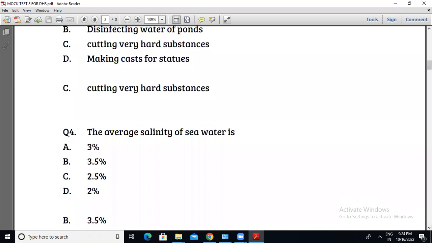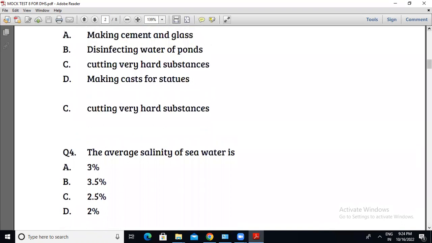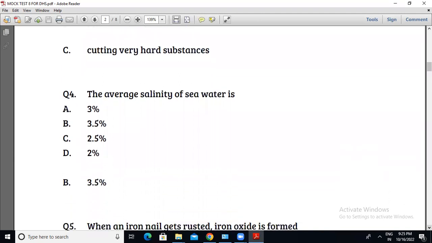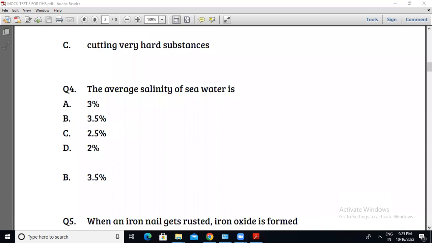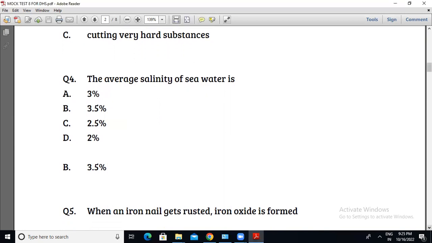Then question number 4: the average salinity of seawater is, and options given are 3%, 3.5%, 2.5%, 2%. The correct answer is 3.5%. So option B is the correct answer. The average salinity of seawater is 3.5%.